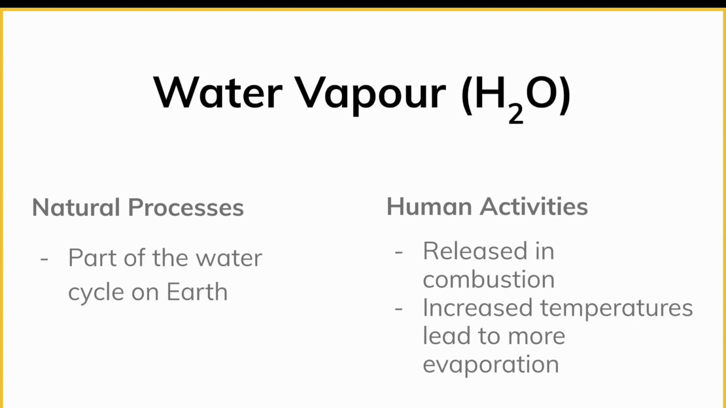So water vapor, of course, is part of the water cycle on Earth. The evaporation and the clouds and the rain and all of those things. But water vapor is also released in combustion. And if the temperature of the Earth goes up, then there's more evaporation. So there's more water vapor in the atmosphere.